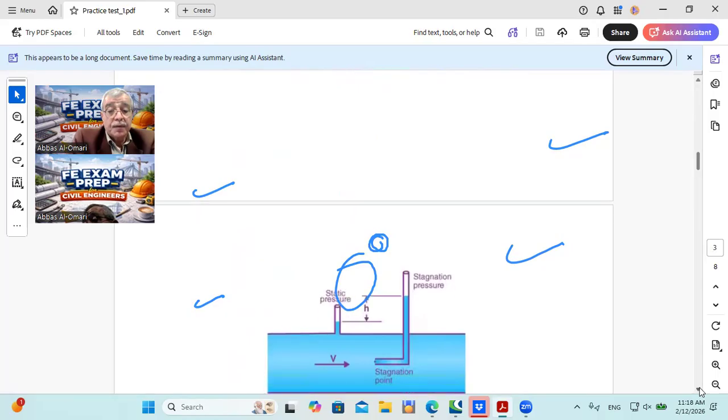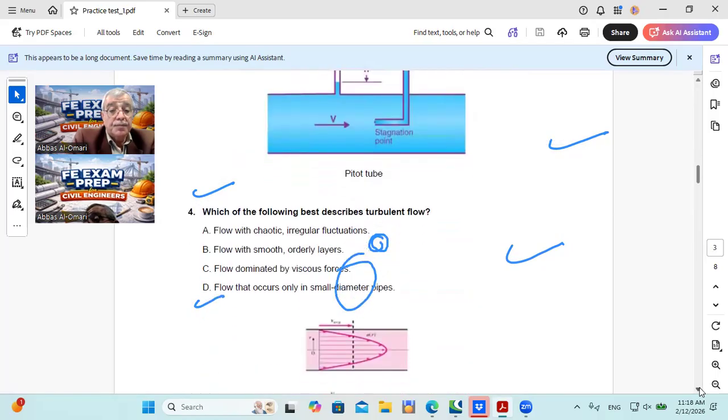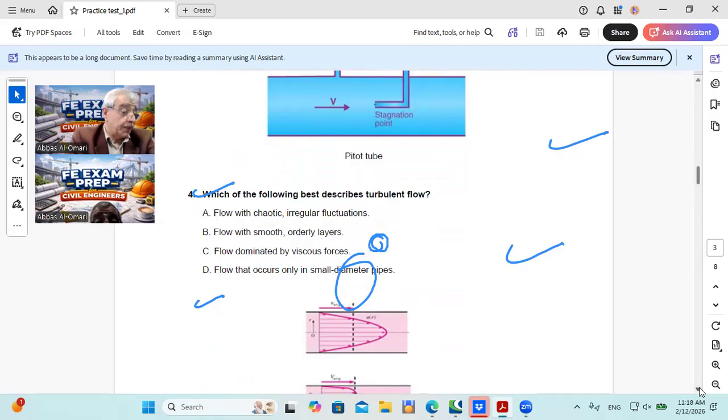Question number 4. Which of the following best describes turbulent flow? Flow with chaotic irregular fluctuations, flow with smooth orderly layers, flow dominated by viscous forces, and flow that occurs only in small diameter pipe. We know that laminar flow is a flow where fluid flows in layers with no mixing between the layers. Now, turbulent flow is a chaotic flow where mixing between layers occurs. So the answer is A.